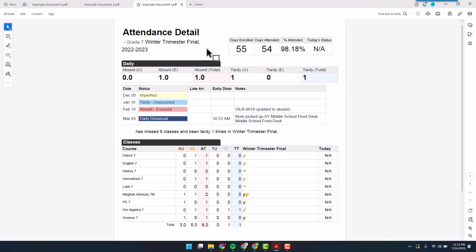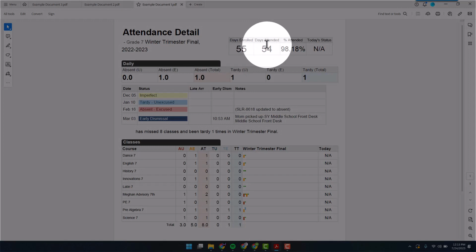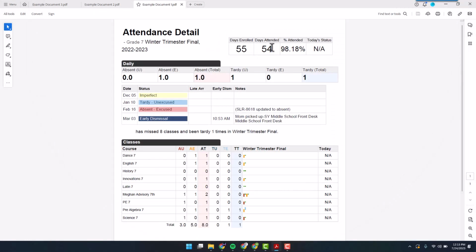At the very top, we have the days enrolled and the days attended. In the spring, we had 55 days of class. This student attended 54. There's their attendance percentage. If I had looked at this on the day of school, it would show us what their status was today.